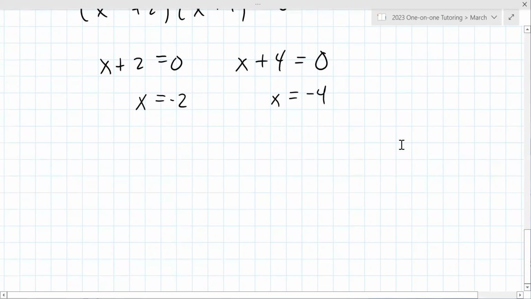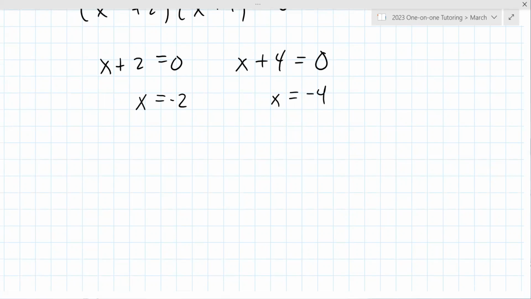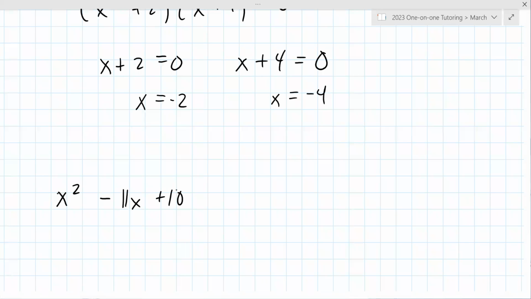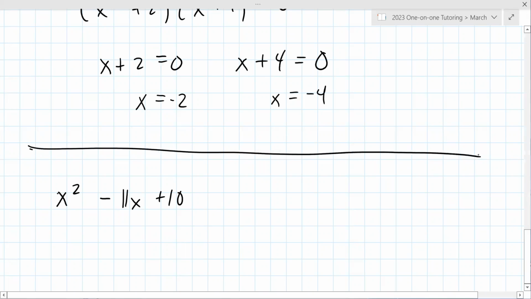I'm glad you're able to do that one really quickly because that allows us to move on to more difficult ones. What if it's something like this? X squared minus 11x plus 10. So this one is a little bit different. It's the same idea though. You're still looking at this last number to get to the middle number.